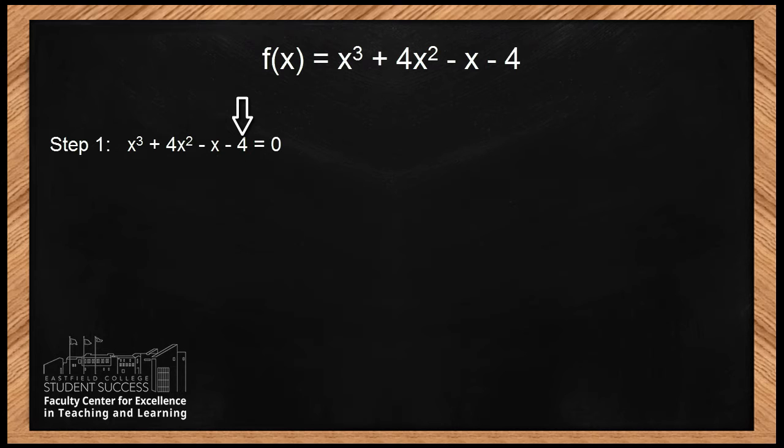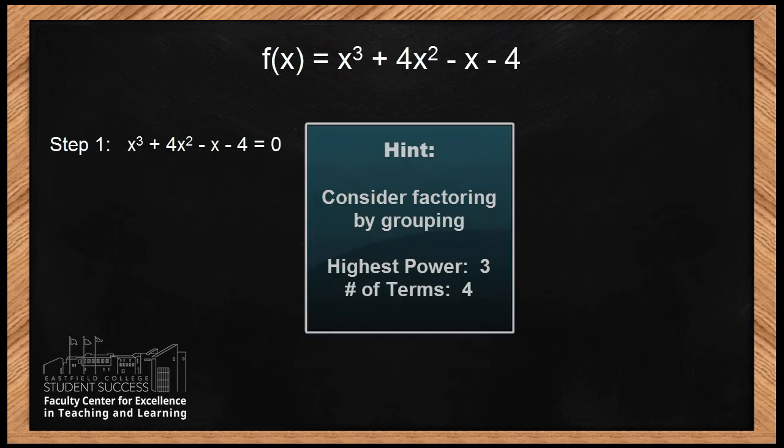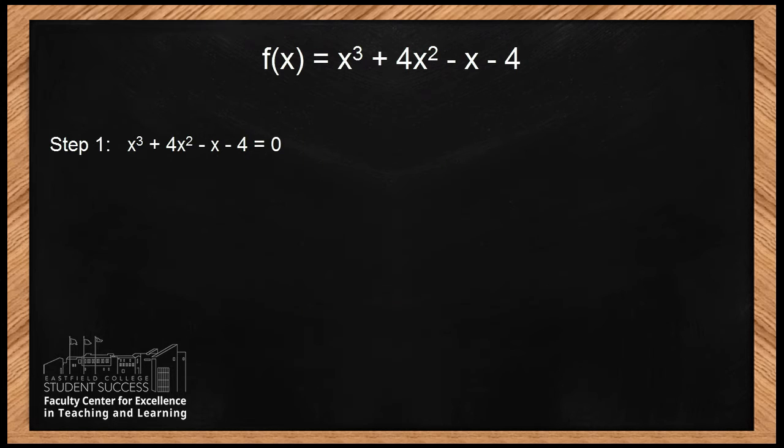When we have 4 terms and the highest power is 3, a big hint, consider factoring by grouping. Again, when the highest power is 3 and you have 4 terms, consider factoring by grouping. Now, sometimes it works, sometimes it's not, but if it does work, it's sure going to save you a lot of time. When we factor by grouping, we will group the first 2 terms together and the last 2 terms together. As we group, we ask a question for each and every one of those groups.